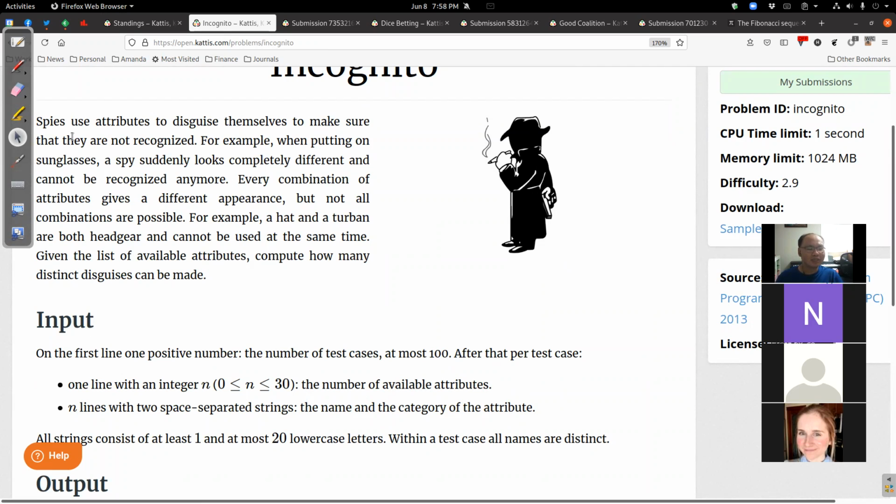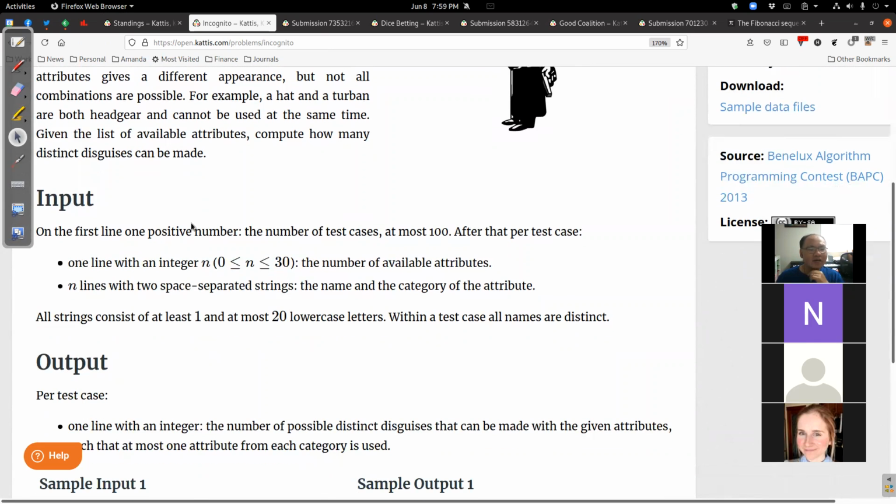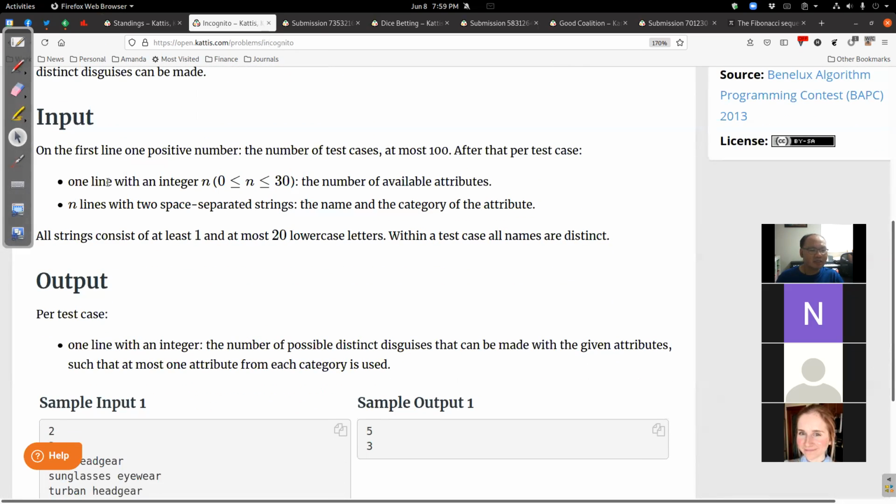Okay. So let's read this. Spies use attributes to disguise themselves to make sure they're not recognized. For example, when putting on sunglasses, a spy suddenly looks completely different and cannot be recognized anymore. Every combination of attributes gives a different appearance, but not all combinations are possible. For example, a hat and a turban are both headgear and cannot be used at the same time. Given the list of available attributes, compute how many distinct disguises can be made.